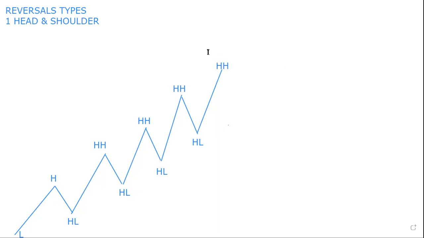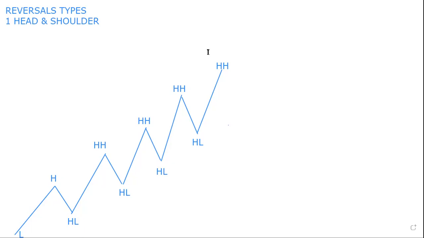A reversal tends to happen at market extremes. If it's a bearish reversal, that means price has been moving up for a particular time and it wants to change direction. So don't get it twisted. Reversal is different from retracement.